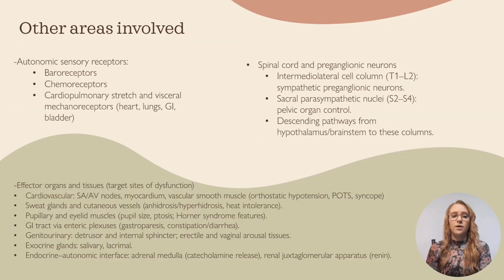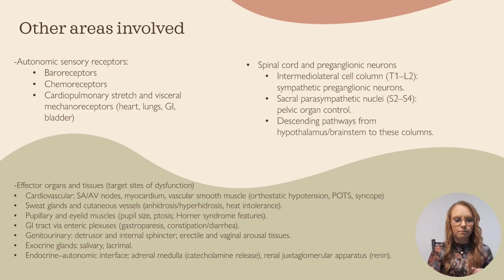So other areas in your body that can be affected are things like your autonomic sensory receptors, and so that's things like your baroreceptors, and those are pressure sensors in your vascular systems that can tell your body about how you're moving blood around and where it needs to send more blood and where it needs to decrease how much blood it's sending. Things like chemoreceptors, cardiopulmonary stretch, and then you have spinal cord and preganglionic neurons, so things like your sacral parasympathetic nuclei that help with pelvic organ control, and descending pathways from your hypothalamus and your brainstem down to those through that spinal column.